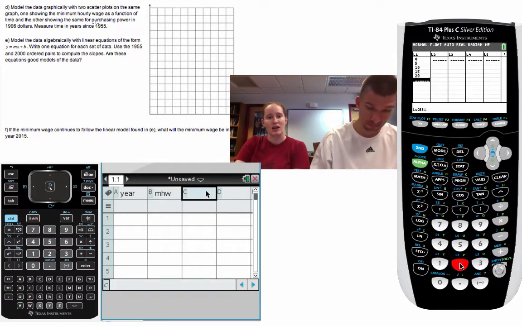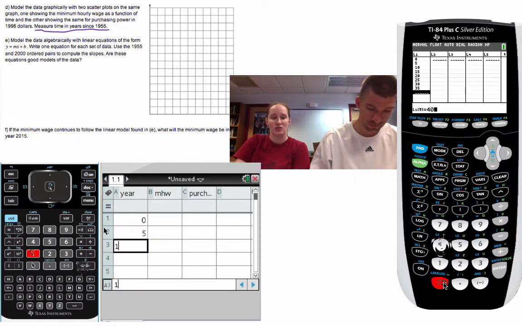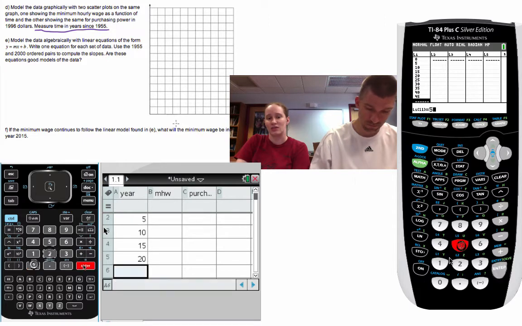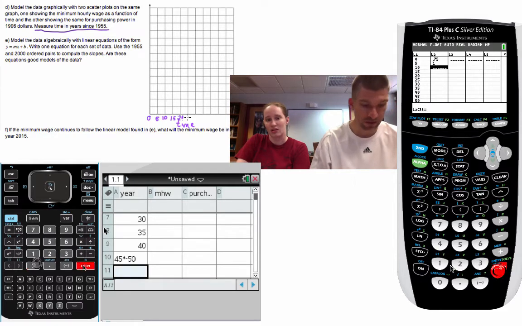Right. Now, one thing that we do a lot of times with scatter plots when we have years is, notice here it says measure time in years since 1955. So that means that instead of starting out with 1955 here at the bottom on my time scale, I'm actually going to start with 0. And then my years are going up by 5s. Where am I going to stop? Stop at 50.